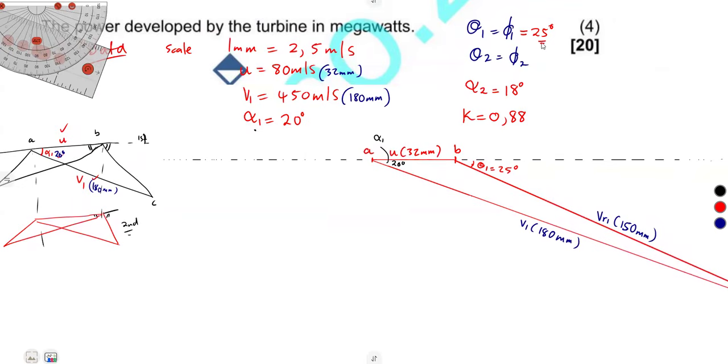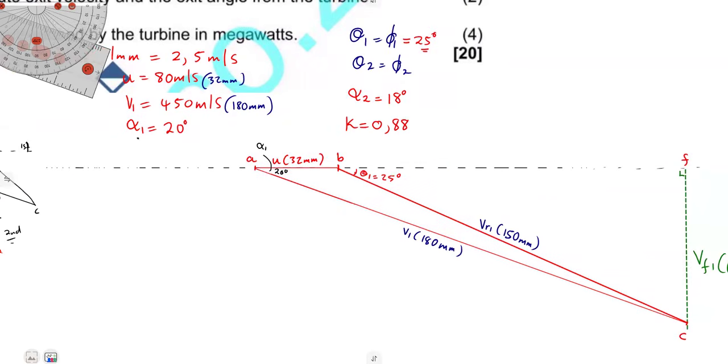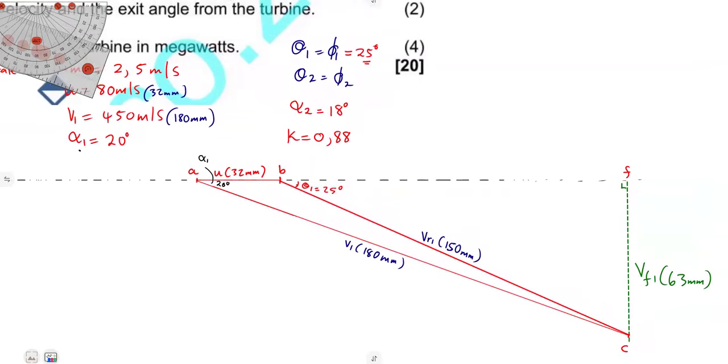Okay, so from that, we can have from B this side going to VR2. Remember, this is VR1. We are going to VR2 at an angle of 25 degrees, since these two are the same. So what we need is simply to find VR2, just like that. So let's calculate our VR2 from our VR1.